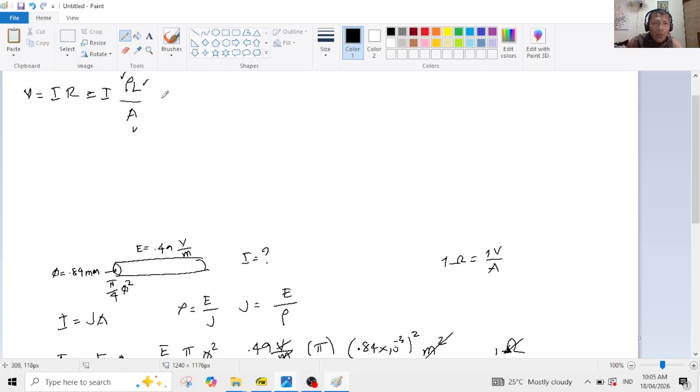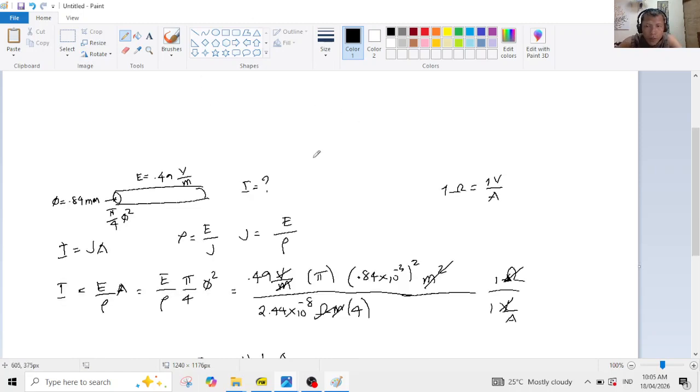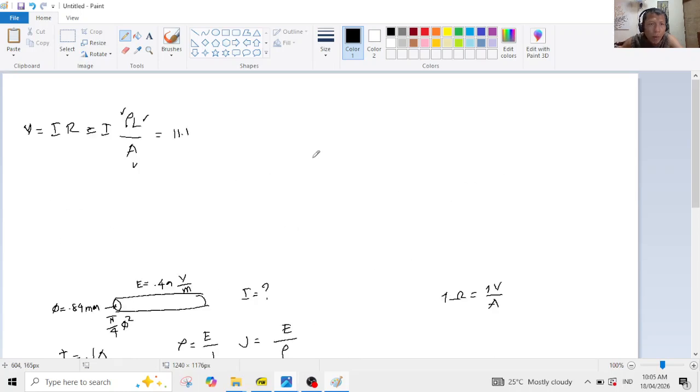Earlier we already computed I. So I will store it in A so that we don't lose our significant figures. Shift, store A. So you already have I, 11.1 ampere.